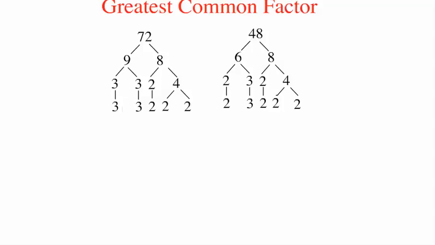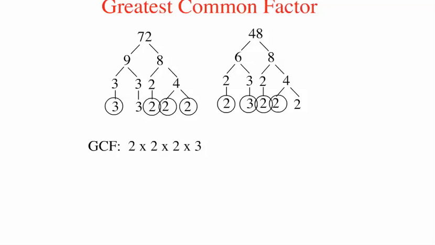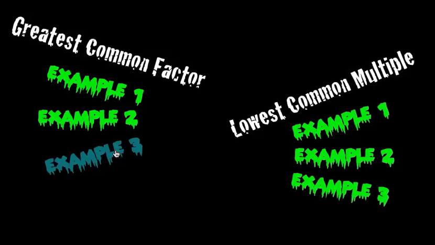Is there a 3 common? Yes, there is. Is there another 3 common? No. Thanks for playing, though. How about 2? Is there a 2 common? There are 2s common. Is there another 2 common? Yes, another 2. So those two 2s are common, and those two 2s are common. We've got to the end of the 72 tree, and so we stop. There's nothing else that's possibly common. So our GCF is going to be 3 times 2 times 2 times 2, or 3 times 8, which is 24. Let's go and look at the next example.